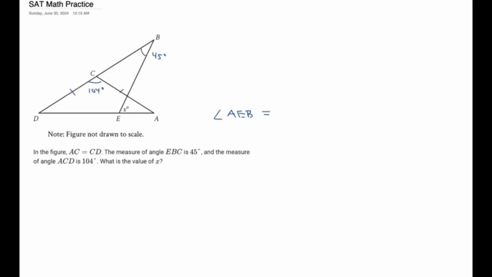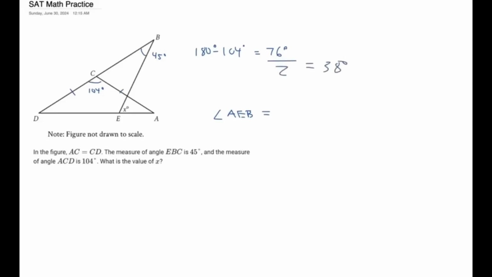So first off, they tell us that AC equals CD. So this triangle right here, triangle ADC, is an isosceles triangle, right? Because these two side lengths are equal, we know that angle D and angle A are going to be equal to each other. Because there's only 180 degrees in a triangle, and we know angle ACD is 104, that gives us 76 degrees between those two angles. We can divide that in half, and we get 38 degrees.